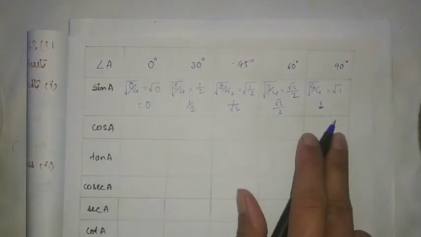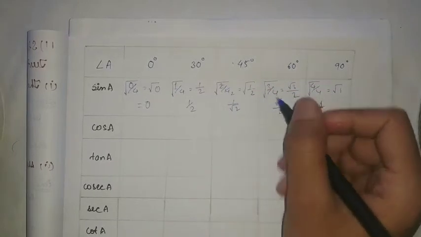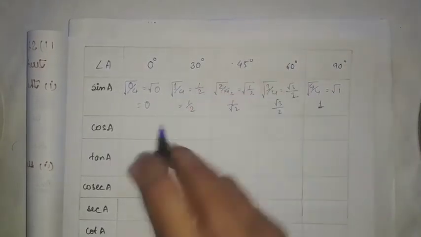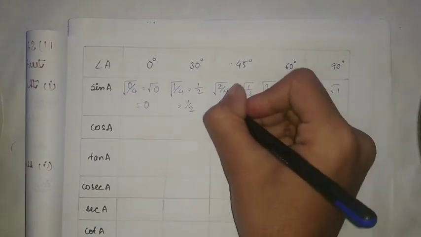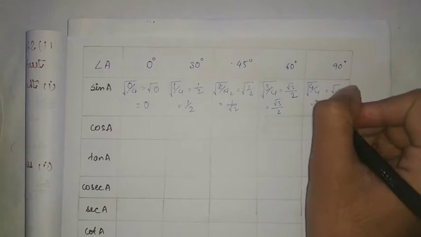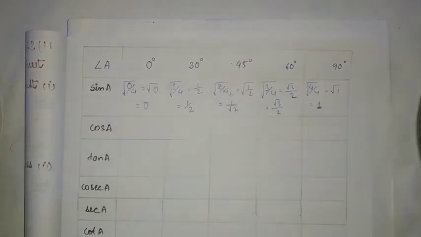So I guess this is very simple. You can easily remember this: 0, 1 by 2, 1 by root 2, root 3 by 2 and 1. This is the only thing you need to learn in this table. The rest will all come automatically.